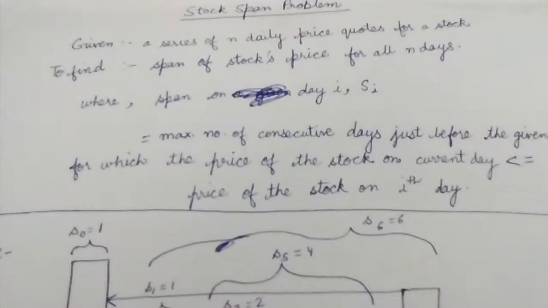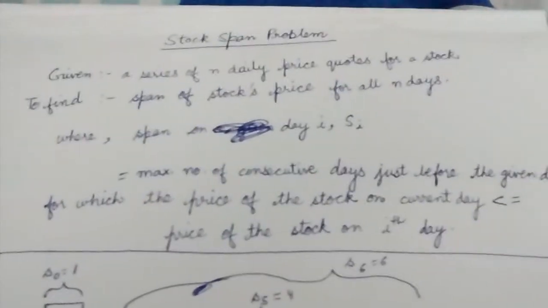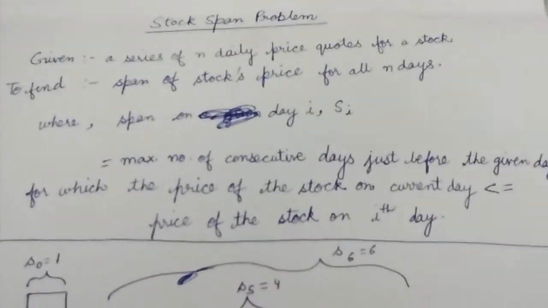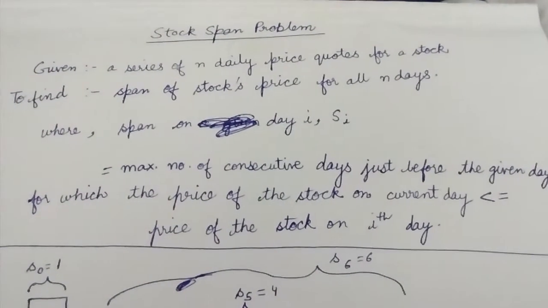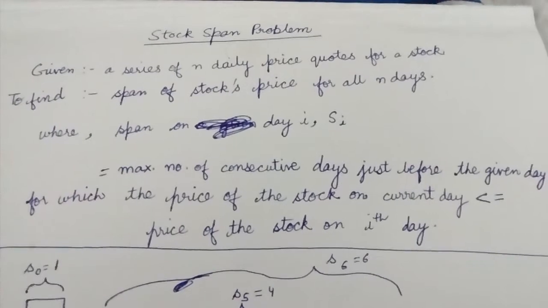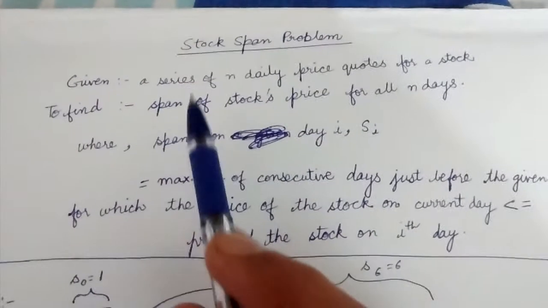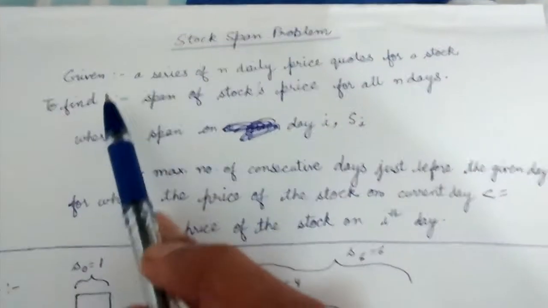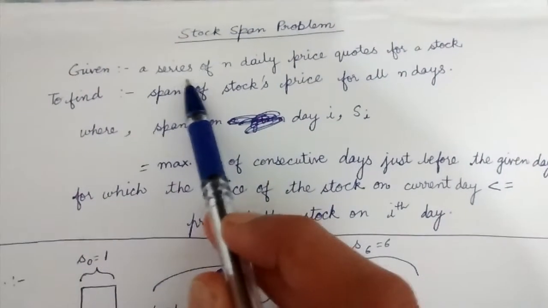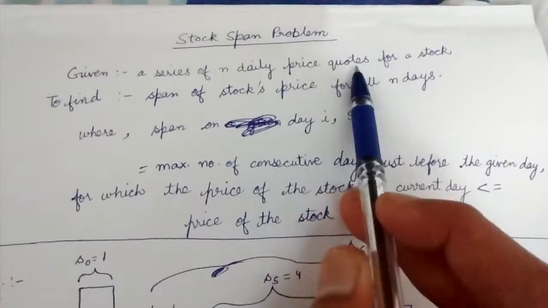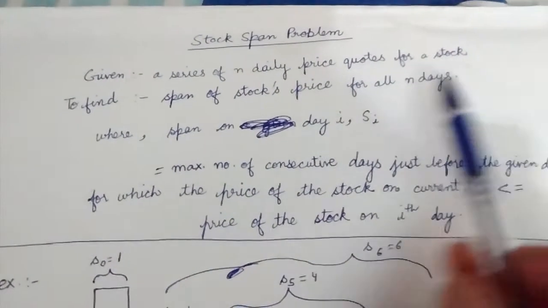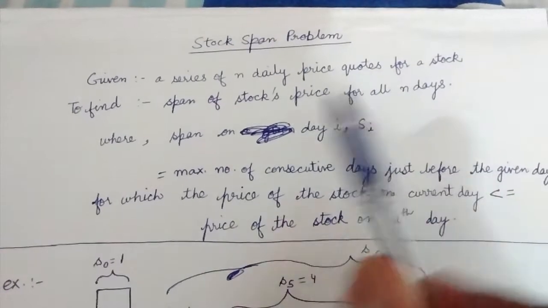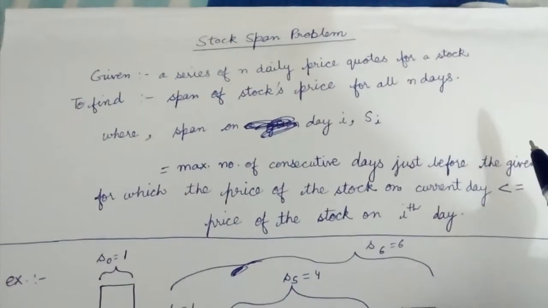Friends, so today we will learn about an interesting problem which has a daily life application too. So the problem name is stock span problem. What the stock span problem is, let's describe this. What we are given is a series of n daily price quotes for a stock. What is a stock? A stock is a share, and price quotes are basically the daily price for that share.